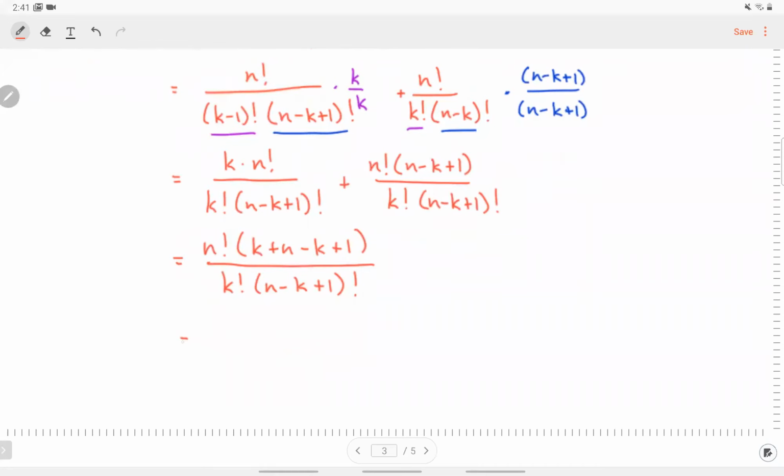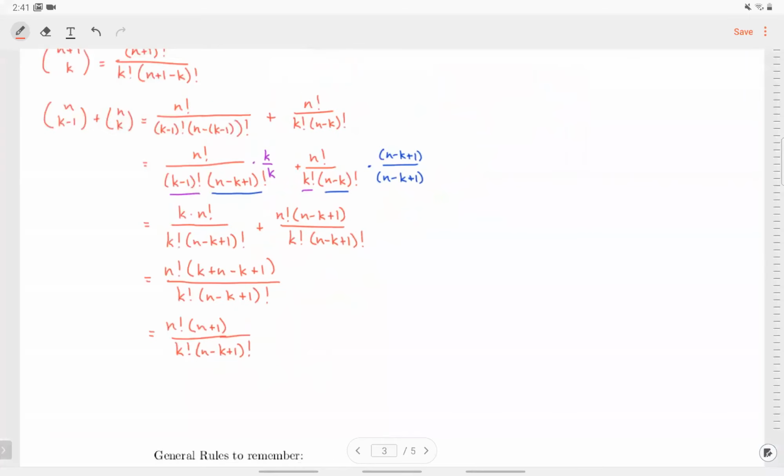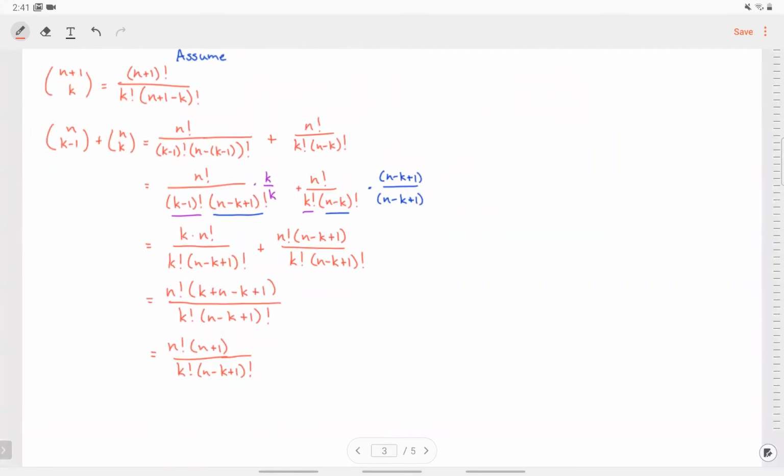Okay, so let's finish up here. Well, k plus n minus k plus 1 is just n plus 1. Okay, so this is what I've got. Now, let's look back at what our other side was. So the left side gave me this, n plus 1 factorial over k factorial, n plus 1 minus k factorial. The right side gave me this.